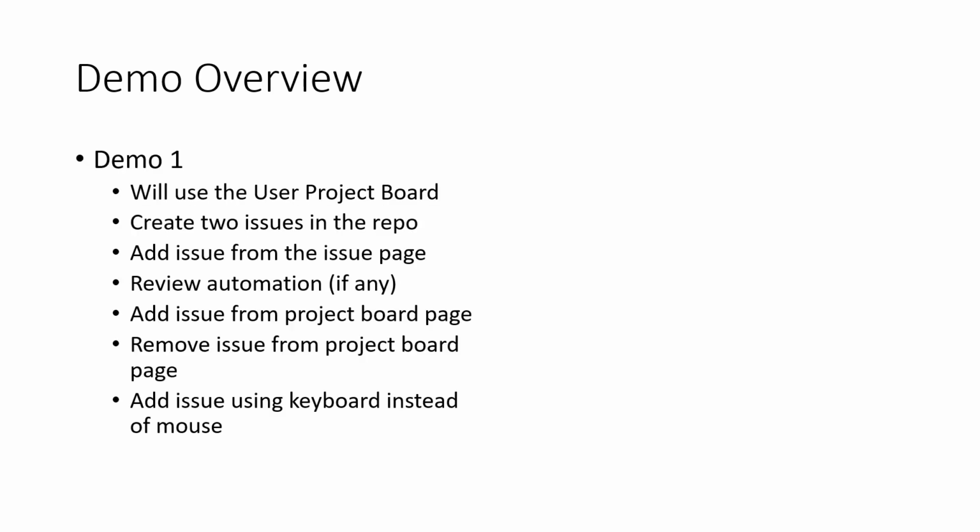Let's look at two different demos. In the first demo, I am going to use the user project board and repository I created in the first video of this series. I'm going to create two issues, add one of them through the Issues page, and the second through the board itself. I'll show you any automation that happens and explain why something did or did not happen. I'll show you how to add an issue using two different methods, drag and drop and keyboard shortcuts, as well as how to remove an issue from the board.